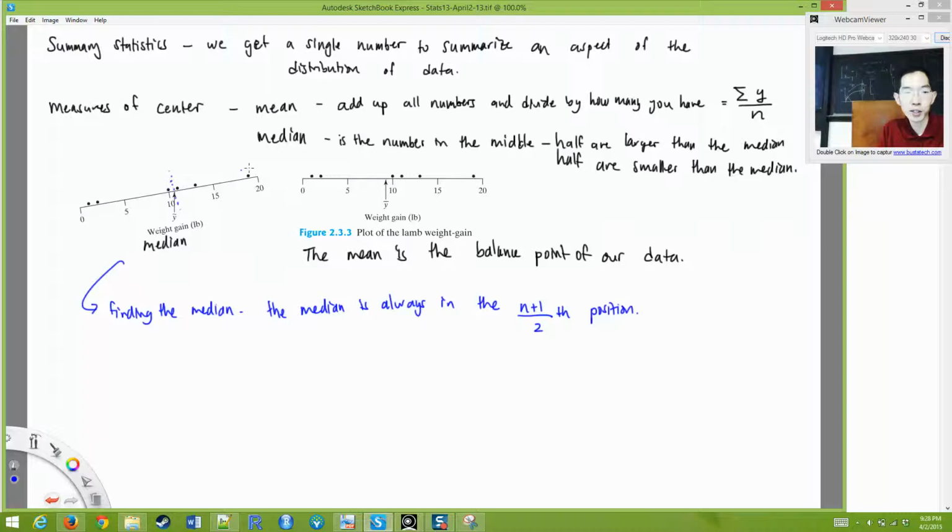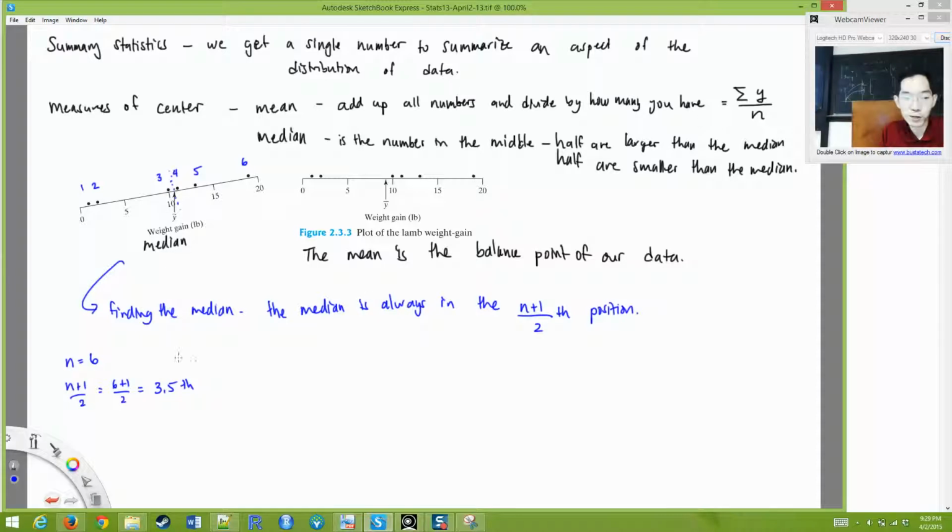So here, there were 6 data points, right? And you put them in order, and so this is the smallest. Let's put these in order: 1, 2, 3, 4, 5, 6. So in this case we have n equal to 6 data points. So n plus 1 divided by 2 would be 6 plus 1 over 2, so 7 over 2, 3.5. So the median is in the 3.5th position, which means it's between the 3rd and the 4th data point, and that's where the median is right here.